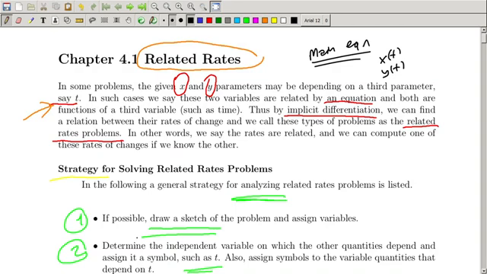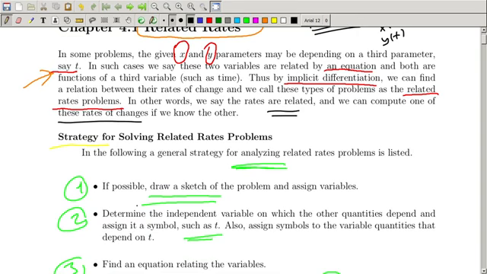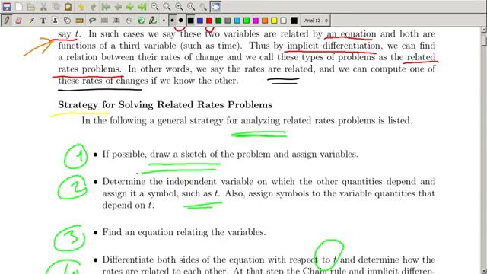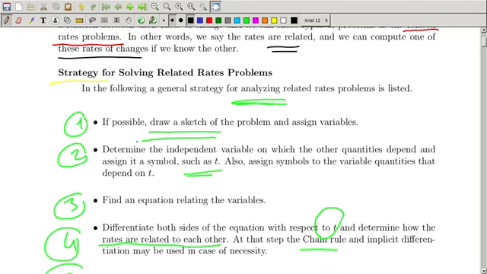So you will evaluate, for instance, the change in x or the change in y when the time passes. In other words, we say the rates are related to each other, and we can compute one of these rates of change if we know the other. Let me first remind you that this lecture will be in two parts. In the first part, I will give the main facts and maybe some simple examples. Then in the second part, we will have just examples.